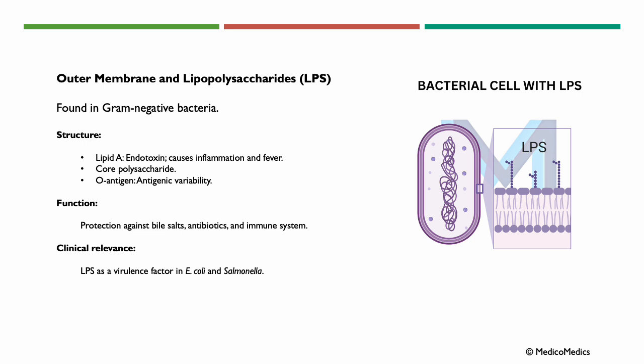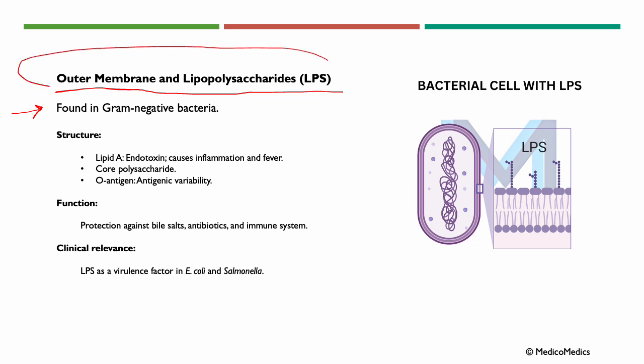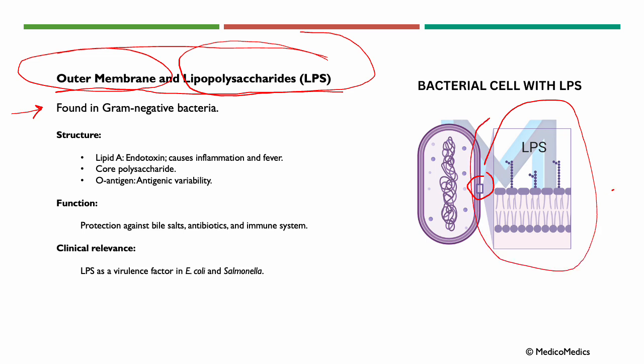Now, we already touched upon the outer membrane and the lipopolysaccharides. If you remember, we are talking about gram-negative bacteria, right? It has this outer membrane, first of all, that the gram-positive does not have. And expressed on its outer layer, it has these lipopolysaccharides. You can see an illustration again. This is the outer membrane, right? And this is the LPS expressed on it.